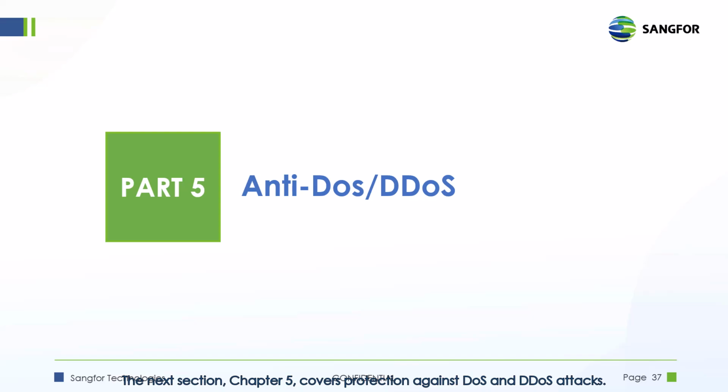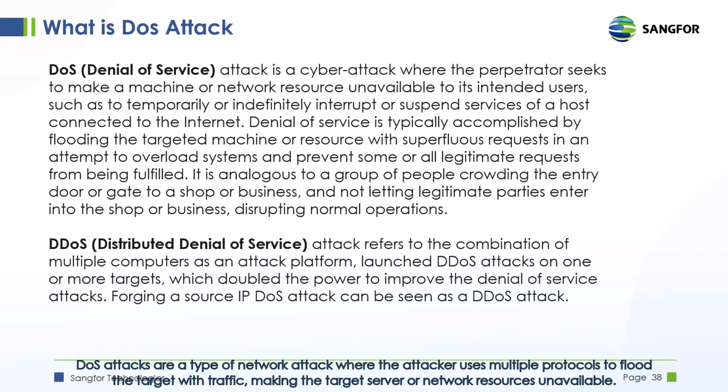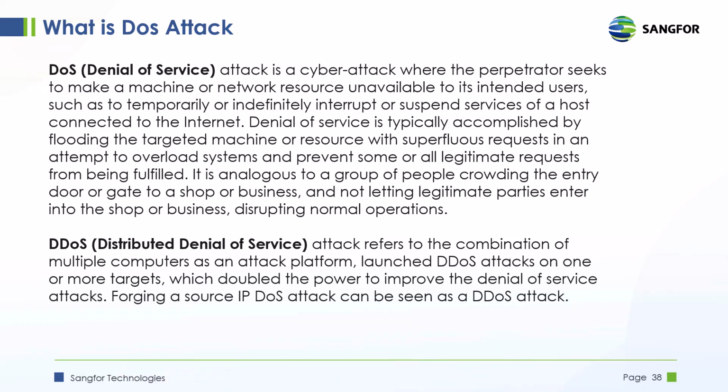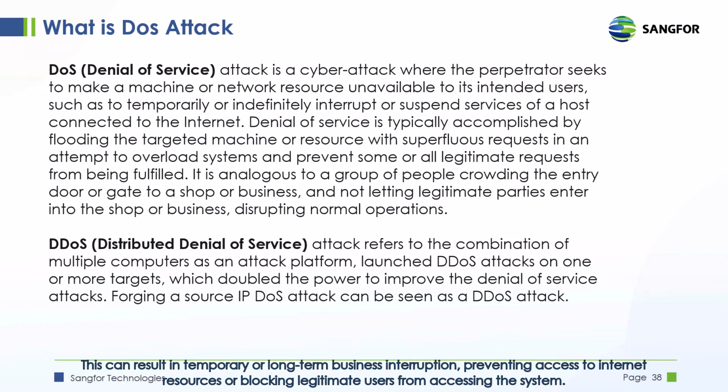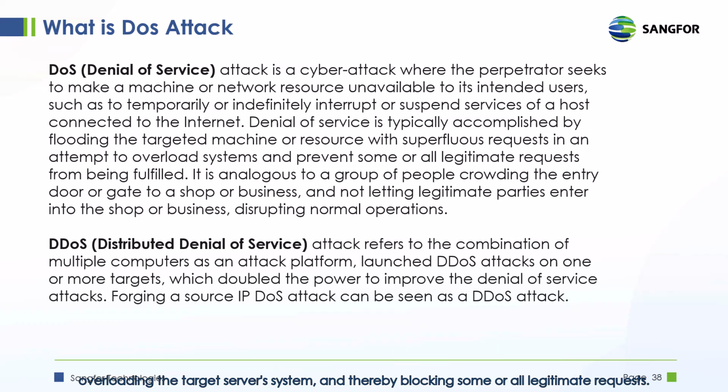The next section, Chapter 5, covers protection against DOS and DDoS attacks. DOS attacks are a type of network attack where the attacker uses multiple protocols to flood the target with traffic, making the target server or network resources unavailable. This can result in temporary or long-term business interruption, preventing access to internet resources or blocking legitimate users from accessing the system. DOS attacks typically involve sending a large number of excessive requests to the target server, overloading the target server's system, and thereby blocking some or all legitimate requests.